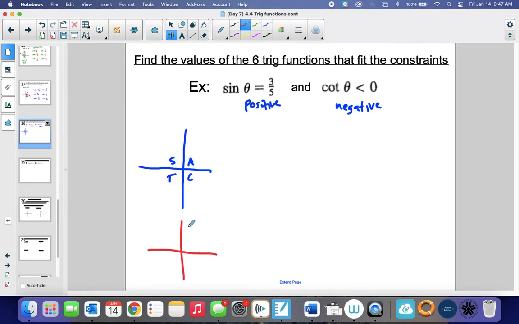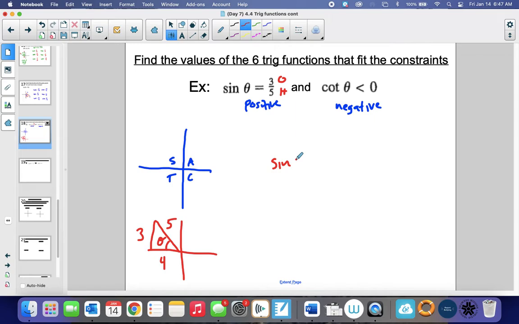So if I drew this out, in this quadrant, sine is opposite over hypotenuse, so this is my O over H. So my opposite is going to be 3, my hypotenuse is going to be 5. And then if you do Pythagorean theorem, you're going to get this side is 4. So then they want you to list the 6 trig functions.